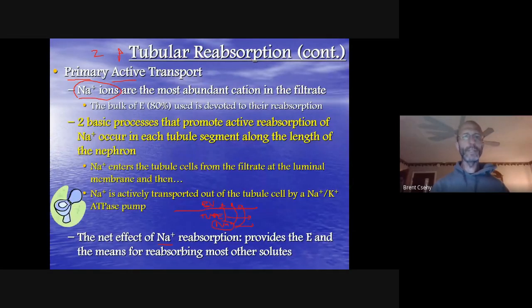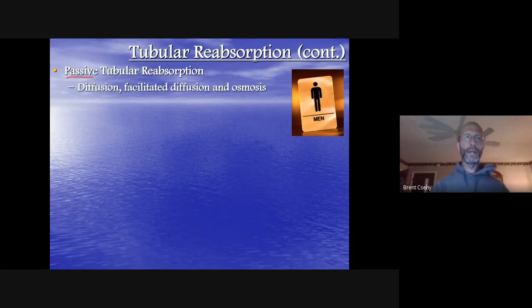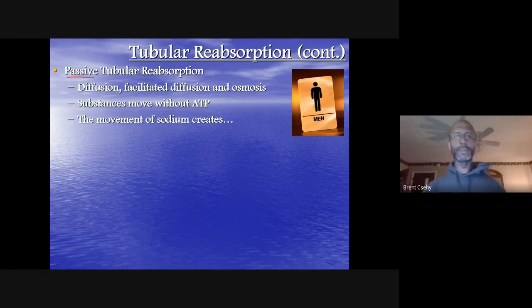80%, 4 to 5 ATPs is going to be used for that. Now look at this. So we have primary active. Now we got passive. So there are things that are just going to follow sodium because of science. It has no choice. And this is diffusion. It's facilitated. That doesn't mean it requires energy. It just means there's proteins and things that are going to help the stuff move, but it does not require energy. It's an energy-free process. Moves without ATP.